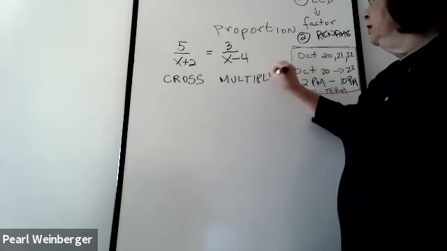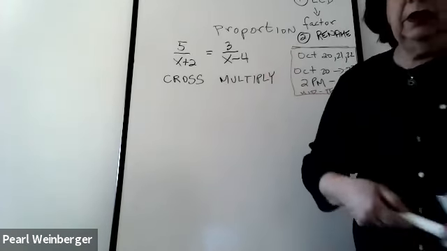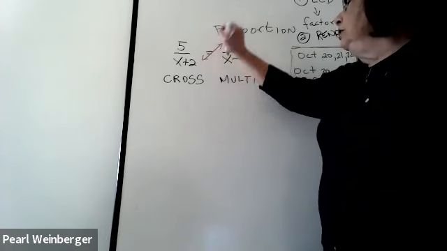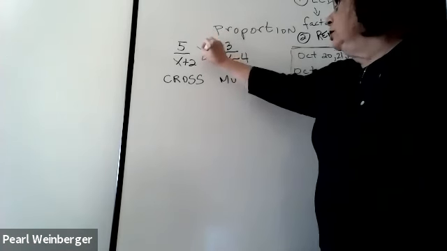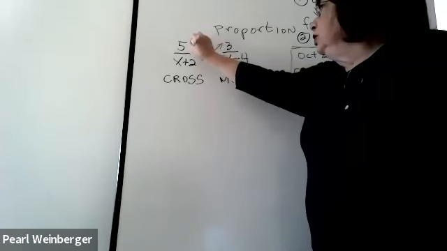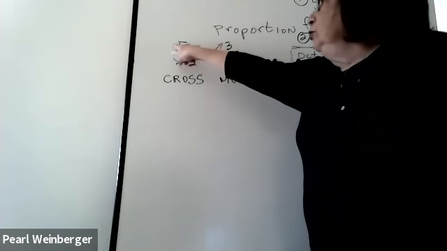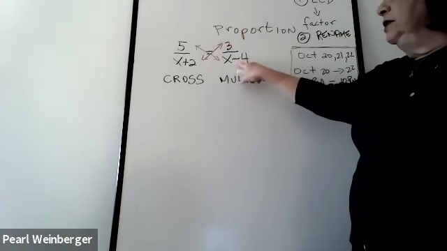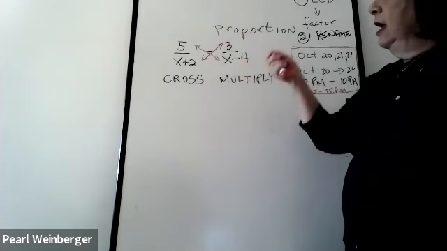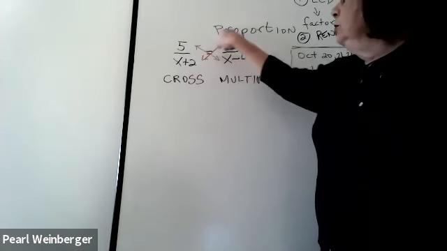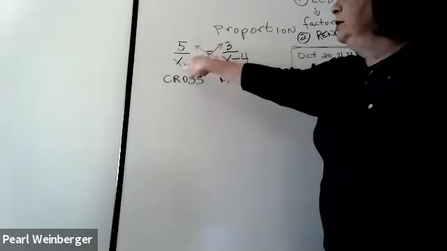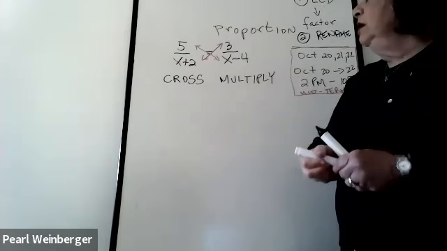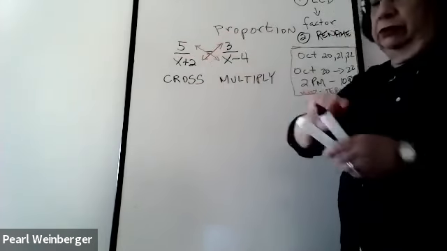What do we mean by cross multiplying? It means that we go across the equal sign. You can only do this when you have an equal sign, when you have an equation, when you have a proportion. You multiply the numerator of your first fraction by the denominator of your second and set it equal to the numerator of your second fraction times the denominator of your first. That's why it's called cross multiplying, because we're multiplying across the equal sign.